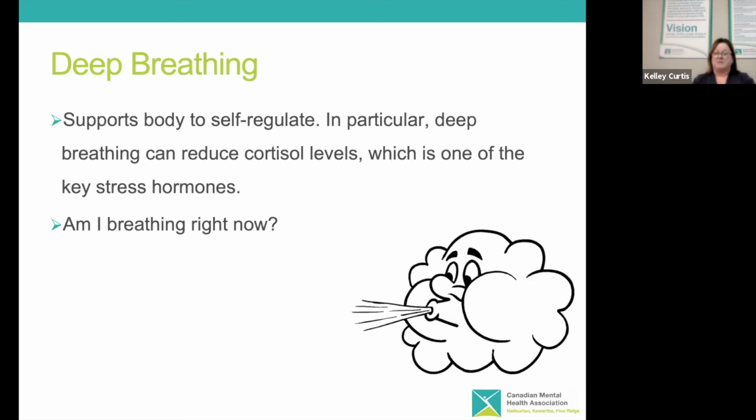But think about it. Am I breathing right now? This is something that we do so naturally. But if you've ever experienced any type of stress or anxiety, have you ever been aware of what actually does happen to your breath? We tend to hold it a little bit more, or we tend to become a little bit breathless because we're not breathing the same way.